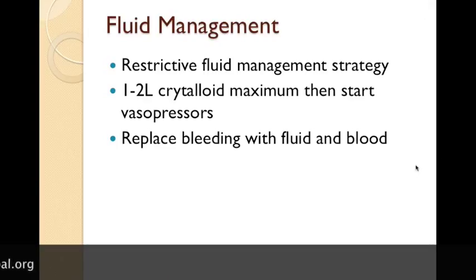and replace bleeding with fluid and blood. So Ruba's just asked a question, how 1 to 2 litres over what time frame? So for me, as I said, I give my fluid for my induction drugs, and then I turn my fluid off. And I don't turn the fluid on unless I have hypotension. If I'm using an epidural, I might give a fluid bolus.